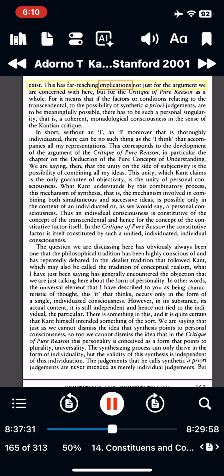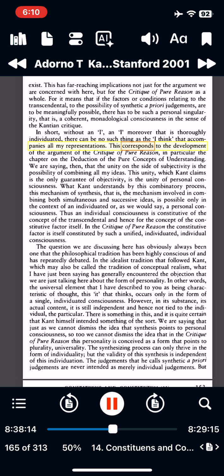This has far-reaching implications not just for the argument we are concerned with here, but for the Critique of Pure Reason as a whole. For it means that if the factors or conditions relating to the transcendental, to the possibility of synthetic a priori judgments, are to be meaningfully possible, there has to be such a personal singularity, that is, a coherent, monadological consciousness in the sense of the Kantian critique. In short, without an I, and an I moreover that is thoroughly individuated, there can be no such thing as the "I think" that accompanies all my representations.